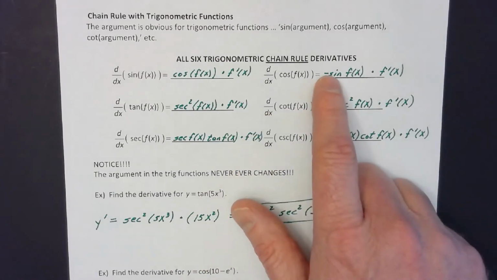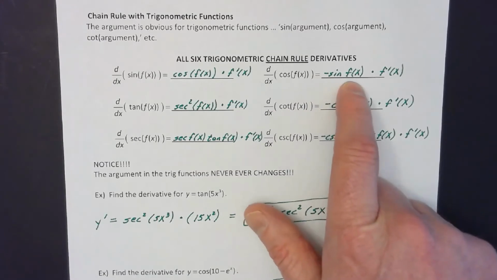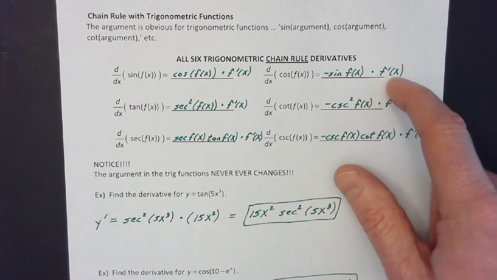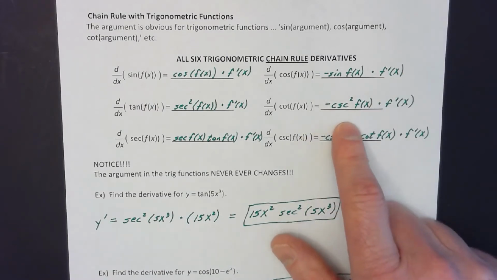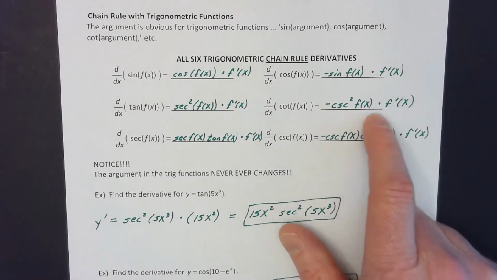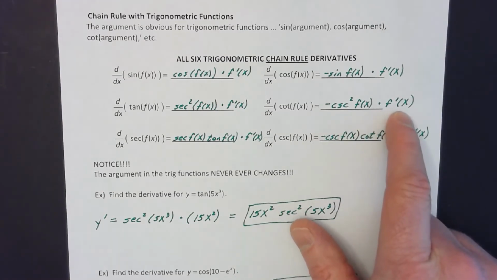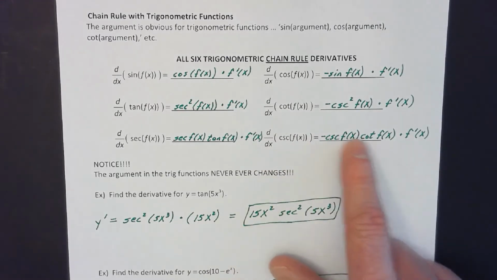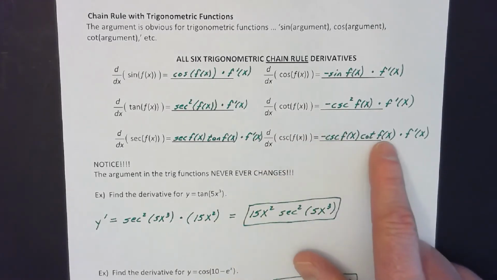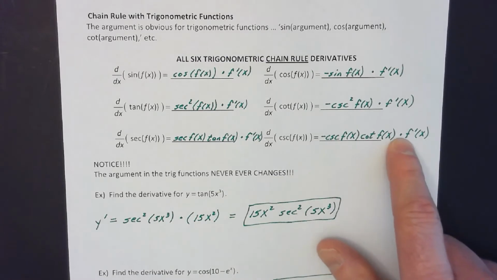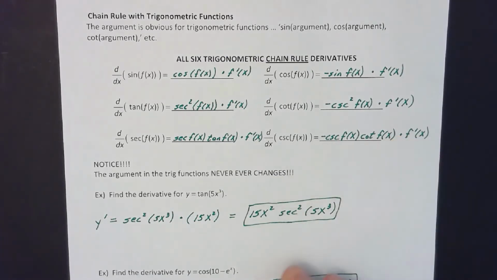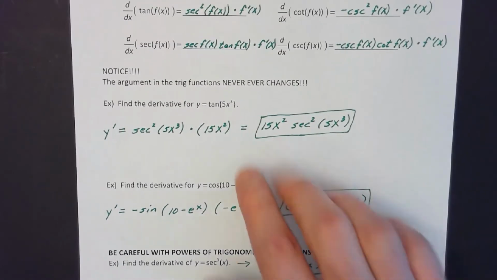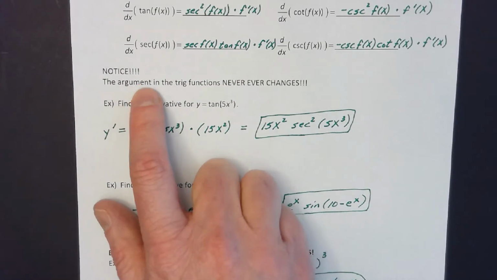Same thing over here with cosine, its derivative is negative sine of that angle f of x. Again, you multiply by the derivative of that angle. Derivative of cotangent is negative cosecant squared of that angle f of x times the derivative of that angle. And derivative of cosecant is negative cosecant cotangent. The angle f of x goes with each of those portions. And then again, just as always, you multiply by the derivative of the angle after you've taken the derivative of the trig function.